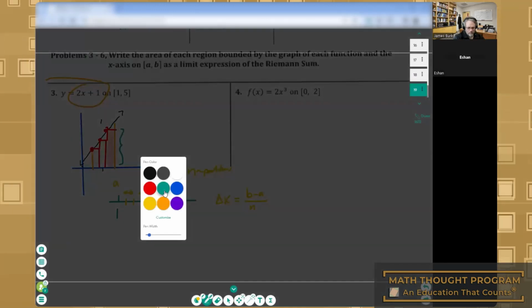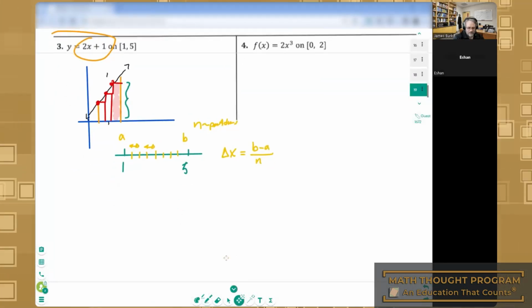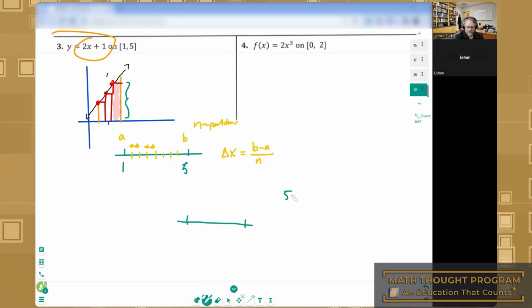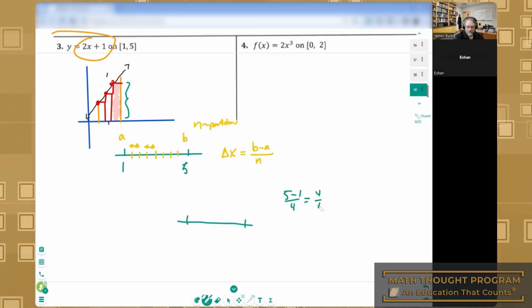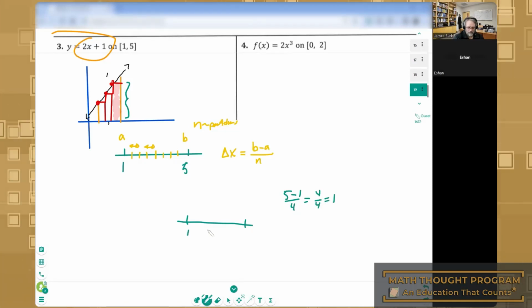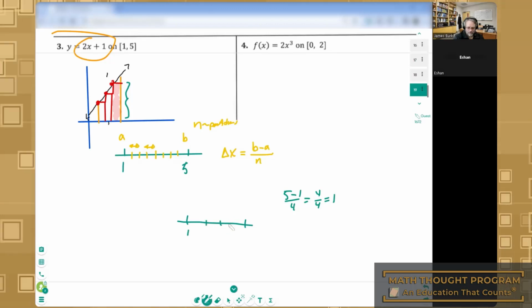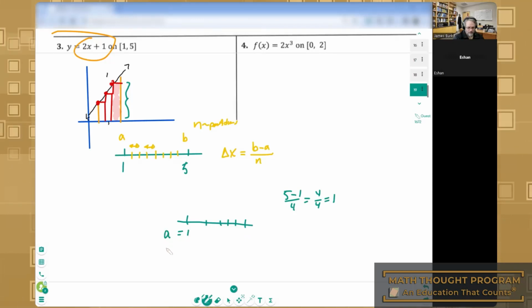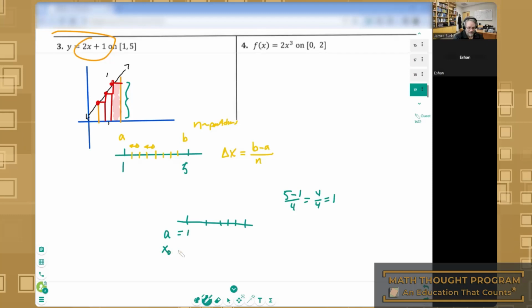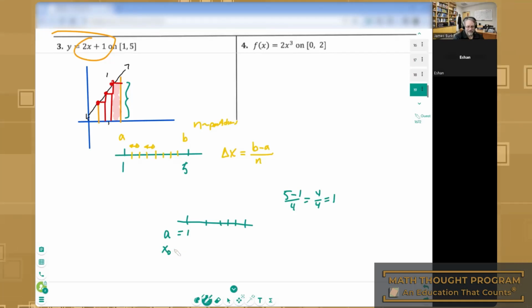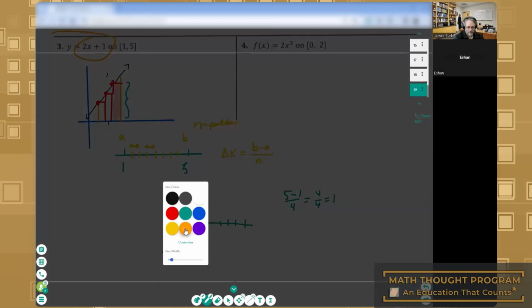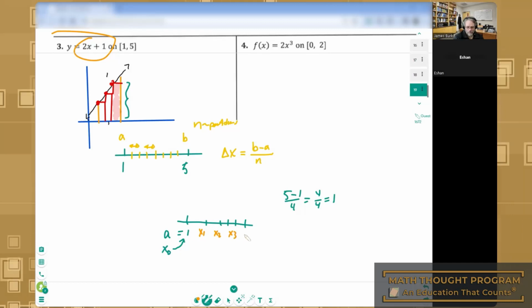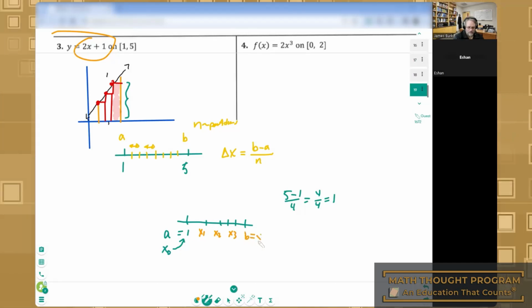Now, here's my next question. Let's just say for a second n was going to be a value of 4 for a moment. So I have 5 minus 1 over 4. We're going to have 1. And then we're going to have our other values up here. This value is the a value. And we also can designate this by a subscript on the x called x naught, our initial value. Then I would have my x1, my x2, my x3, and then I have my next one, b, which is going to be my x4.